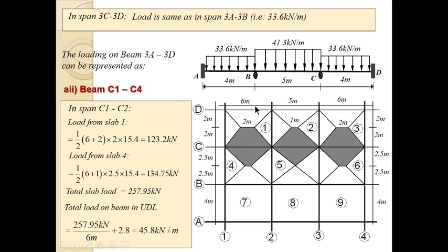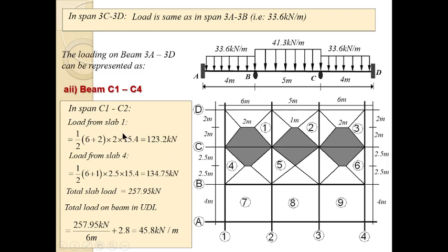So that is how we divide this into triangles and trapezium. So, load from slab 1. What is the area? This is a trapezium, and the area of a trapezium is half the sum of the two parallel sides times height. Which are the two parallel sides? This is 6 meter and 2 meter. That's why we have half of 6 plus 2 multiplied by the height. This height, I say, is 2 meter. That gives us the area of this trapezium.